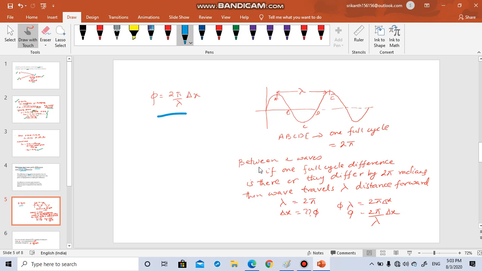So between waves, if one full cycle difference is there, what is A, B, C, D, E? It means one full cycle. In terms of radians, it is 2 pi radians. Okay. If, let us say, two waves are there and between them the difference is one full cycle, or they differ by 2 pi radians, both essentially mean the same.